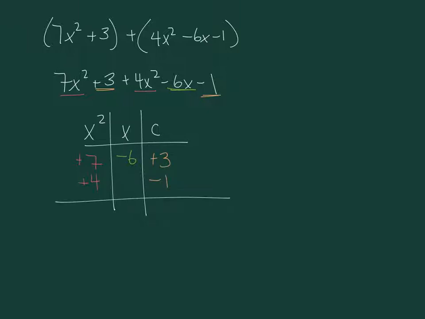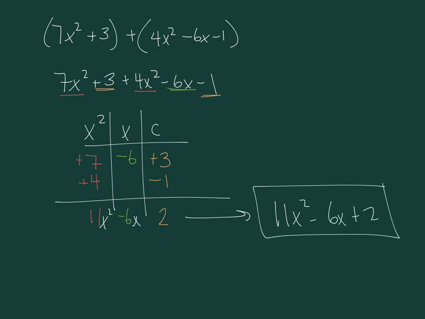So what we get is 7 plus 4 is 11. And we're going to get just negative 6 here. And then we'll get 3 minus 1, which is 2. And we bring down the x squared and the x and the constant. So this is now going to be 11x squared minus 6x plus 2. And that is your answer.